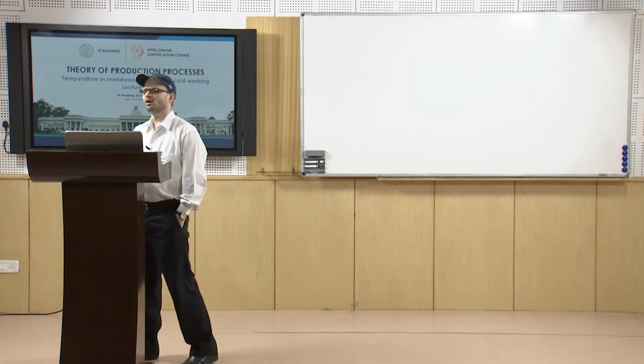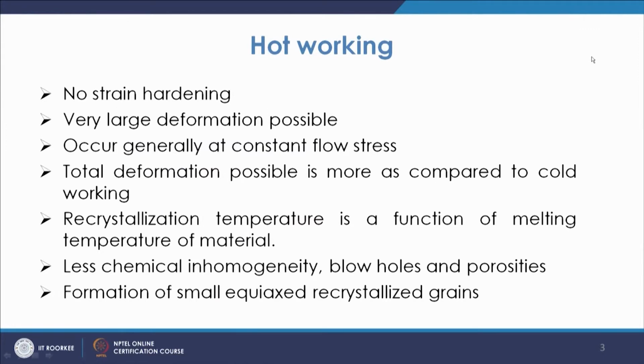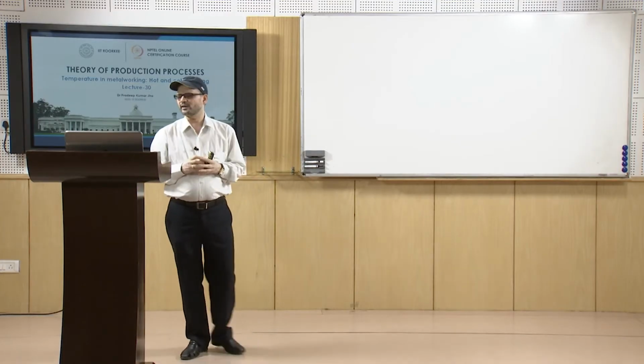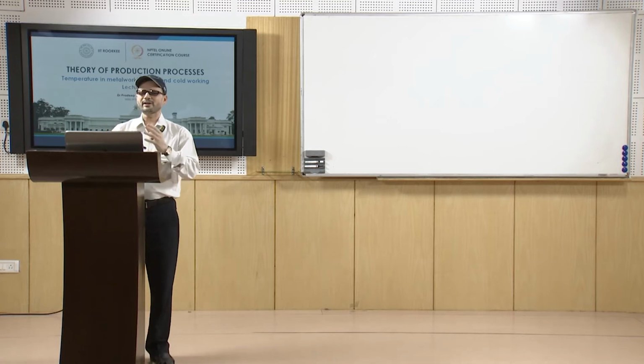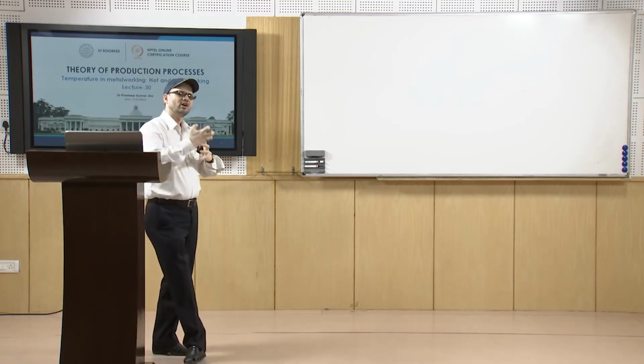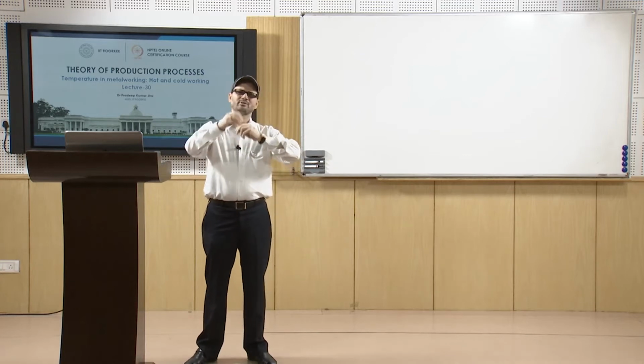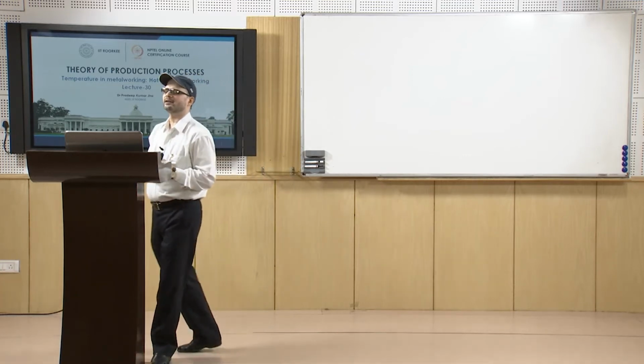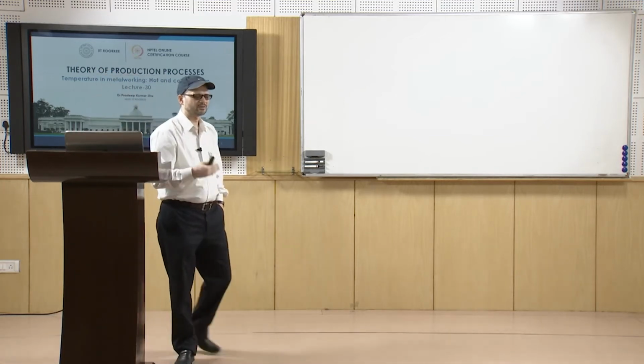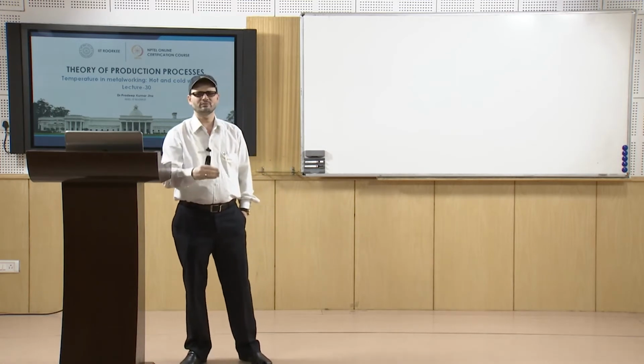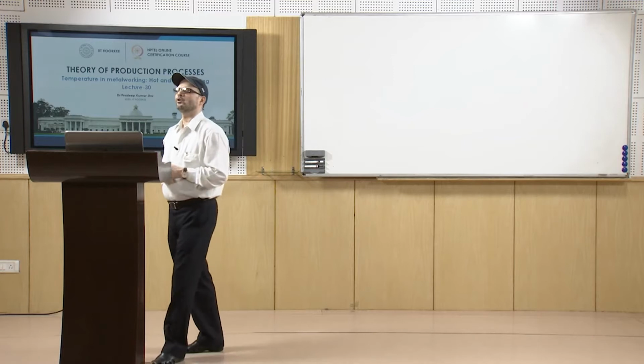Now, in the case of hot working, as we see, there is no strain hardening. What happens is that because it is a high temperature, the grains are distorted, and then again rapidly there is formation of new grains. So, because of this high temperature, strain hardening does not take place. Because of the recrystallization process, you always have the formation of new grains, so you do not have strain hardening taking place.